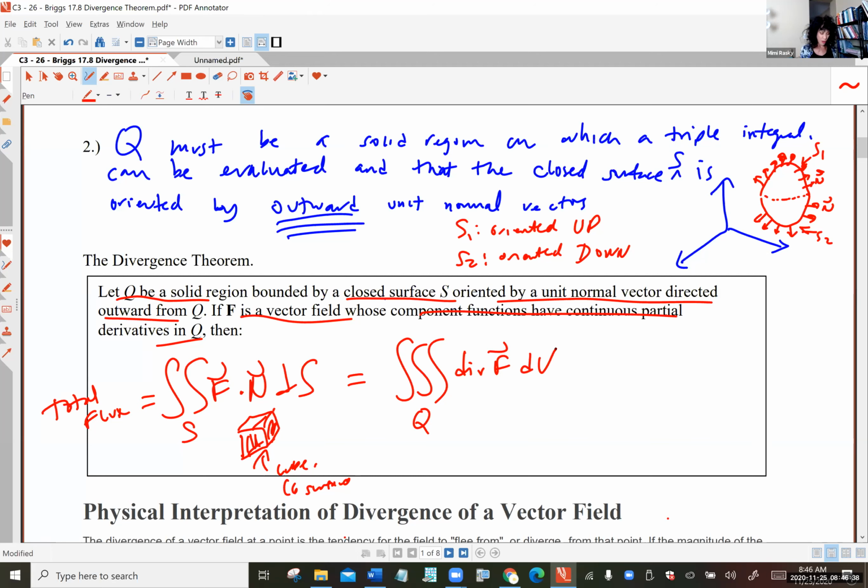Okay, so what is the divergence? Just a little review. You just took a quiz on it, but in case you forgot, for a 3D vector field here, it would be the partial of m with respect to x plus the partial of n with respect to y plus the partial of p with respect to z dV.